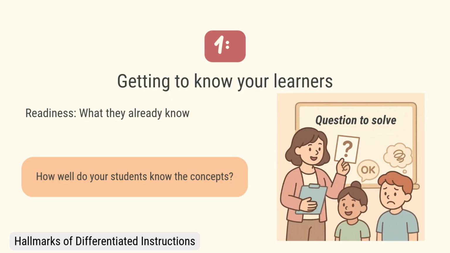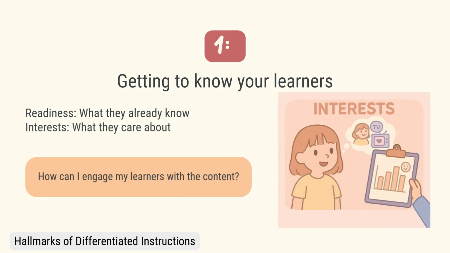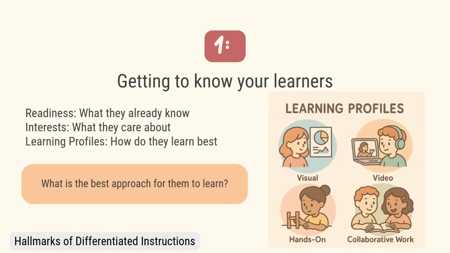To assess this, you can use quick pre-assessments to test their conceptual understanding, ask questions about prior knowledge, or simply observe and listen to them in class. Next, interests. What do your students care about? For example, a lower primary student may not be motivated by real-world data applications, but they might be very interested in knowing how many students like their favorite TV show. Connecting learning to students' interests helps keep them engaged and motivated.